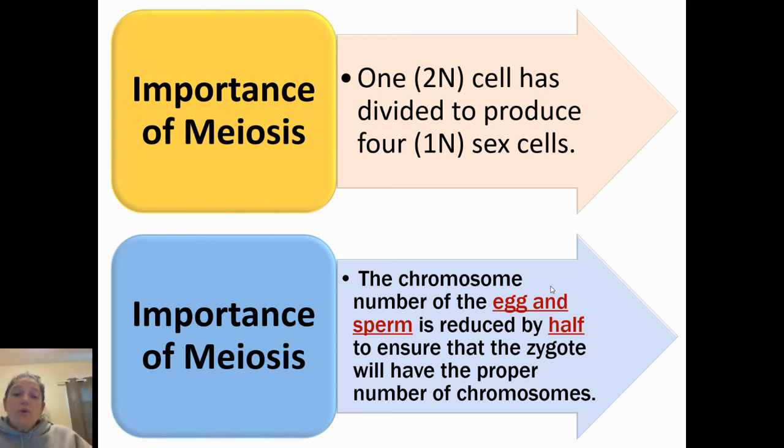Again, number 2, importance of meiosis. The chromosome number of eggs and sperm are reduced by half. What this means, of course, is that the zygote, once fertilized, will have the correct number of chromosomes. Because again, we reduce them by half. So that way, when fertilization happens and they come back together, we have a proper number of chromosomes again.